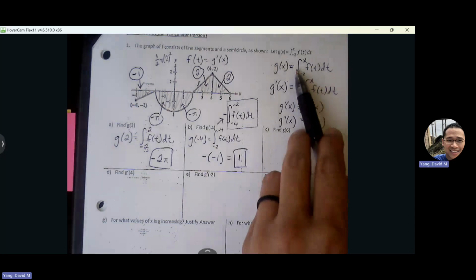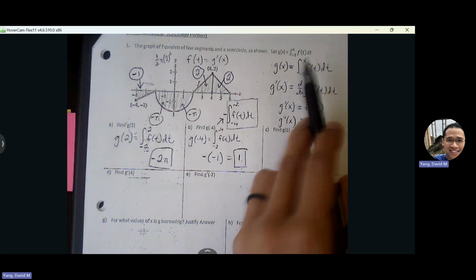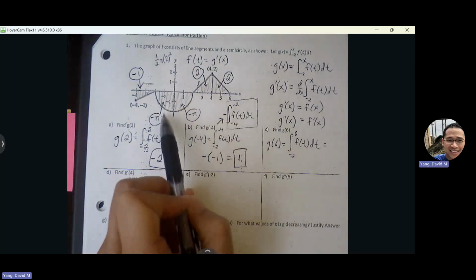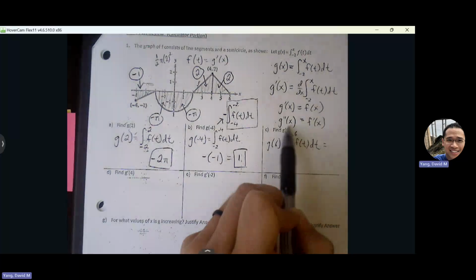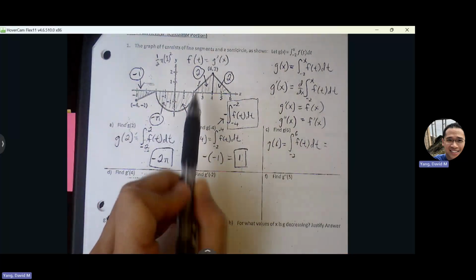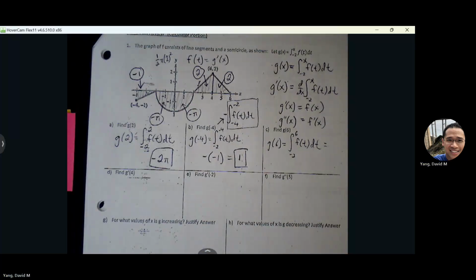Next up, g of 6. G of 6 definition from -2 to 6. So -2 to 6, we're going to add up all these numbers. The bounds are in order, so no need to change the bounds. So -2 pi plus, wait, is that right? -2 to 6. Yeah, -2 pi plus 4.